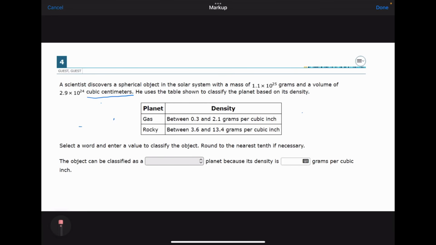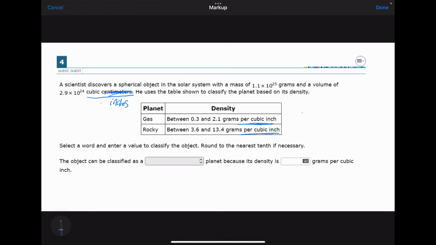I'm going to assume that rather than forcing you to memorize that, they may have just made a typo in the question. So we're going to proceed as if this says cubic inches, because you'll notice in the table they're given, everything is per cubic inch right here and per cubic inch right here. So this is a relatively straightforward problem if you make that assumption. So let's just quickly read it over. We have a scientist discovering a spherical object. It has a mass of 1.1 times 10 to the 25 grams and a volume of 2.9 times 10 to the 24 cubic inches. We're going to make that assumption.